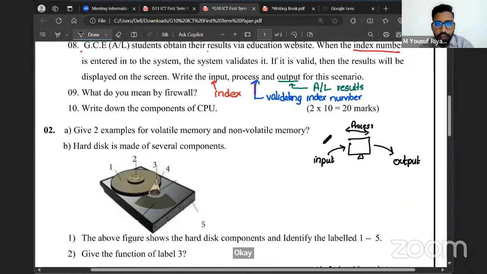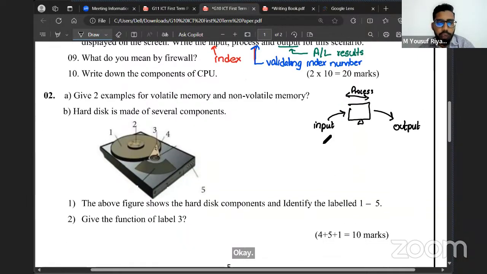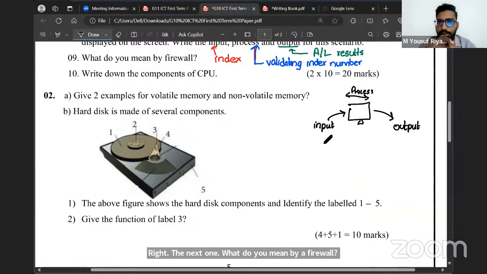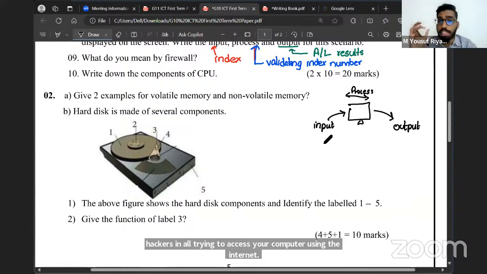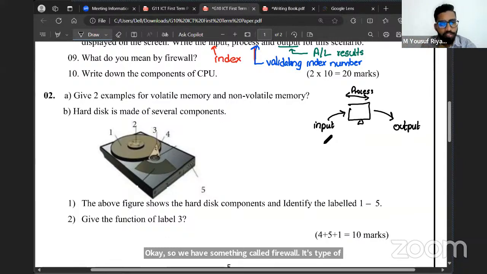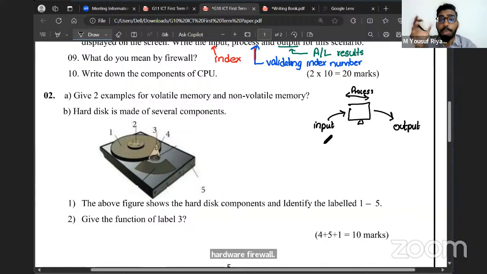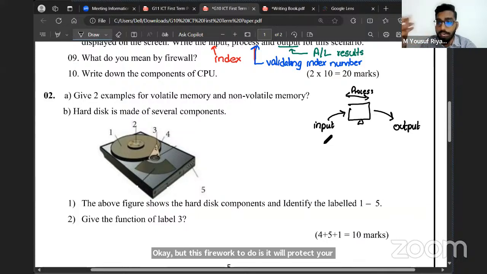Right. The next one. What do you mean by a firewall? Normally, if you take an internet connection, there can be certain unauthorized people, like hackers and all, trying to access your computer using the internet. Okay. So we have something called a firewall. There is a software firewall and a hardware firewall. What this firewall will do is protect your computer from these unauthorized people, that means the people you have not allowed, like hackers, from accessing your computers.